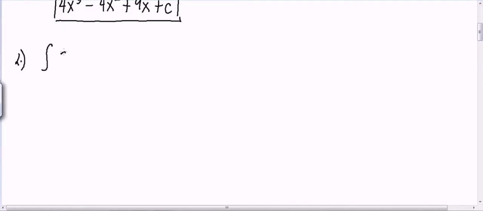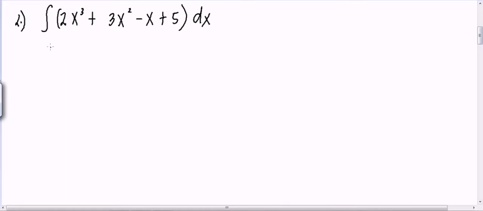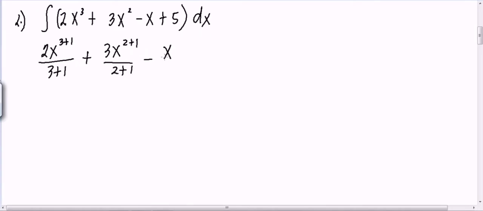Okay, let's have the integral of 2x cubed plus 3x squared minus x plus 5. Okay? So, again, 2x raised to 3 plus 1, magiging plus 1 yan, over, copy, 3 plus 1, plus 3x raised to 2 plus 1 over 2 plus 1. Okay? Minus x raised to 1 plus 1, may imaginary kasi yan na 1, over 1 plus 1. And then, itong 5 na to, yung constant, lagyan lang natin ng x. And then, plus c. Okay?